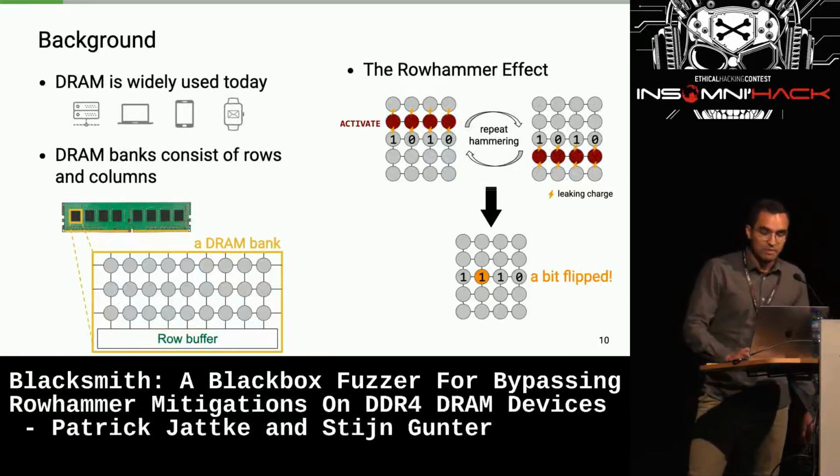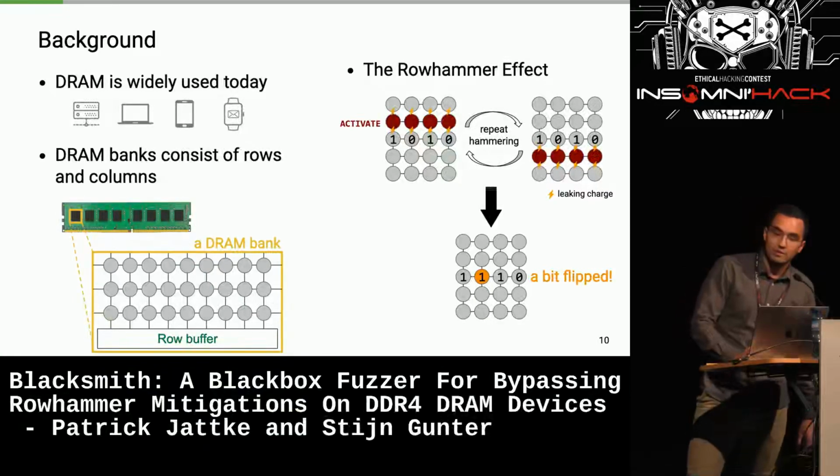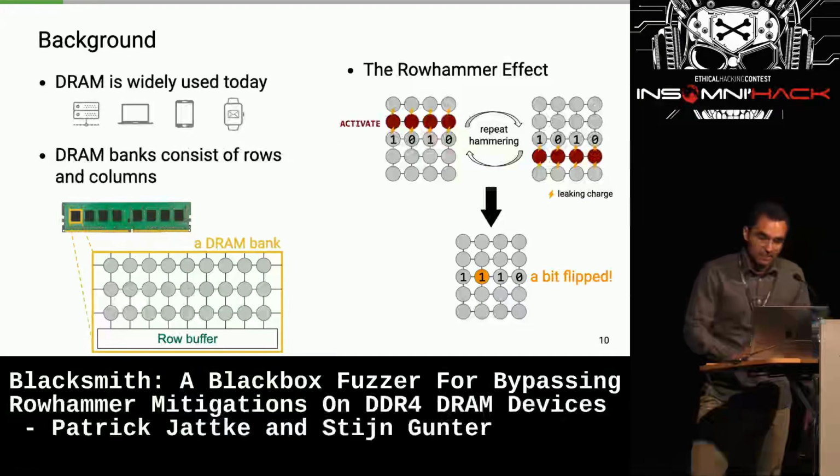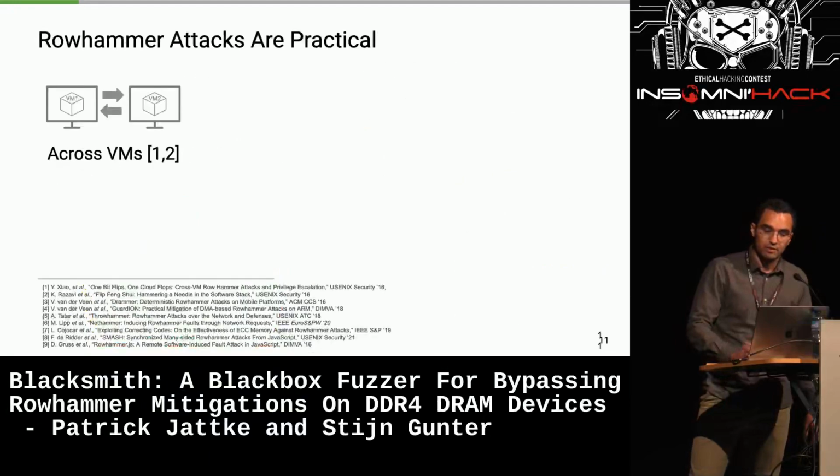There have been many different Rowhammer access patterns proposed by academia in the past. This one here is called double-sided because you have 2 aggressor rows with 1 victim row in between. And there are other patterns that I will discuss later.